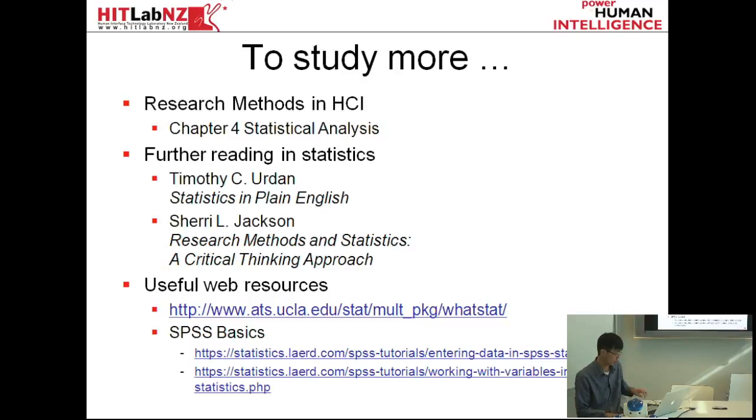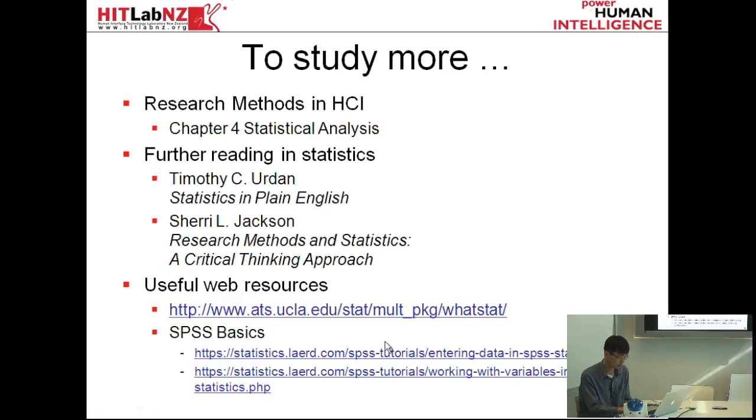So that's all for today. The Research Methods in HCI book has a chapter about some of the statistical analysis, but I think it's mostly about ANOVA and t-test, none of the non-parametric tests. So if you want to look at more relevant materials, then maybe other books on statistics might be more appropriate.